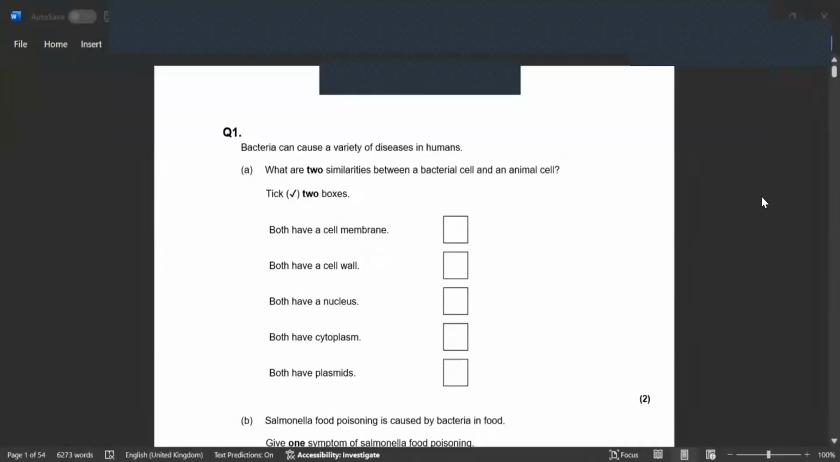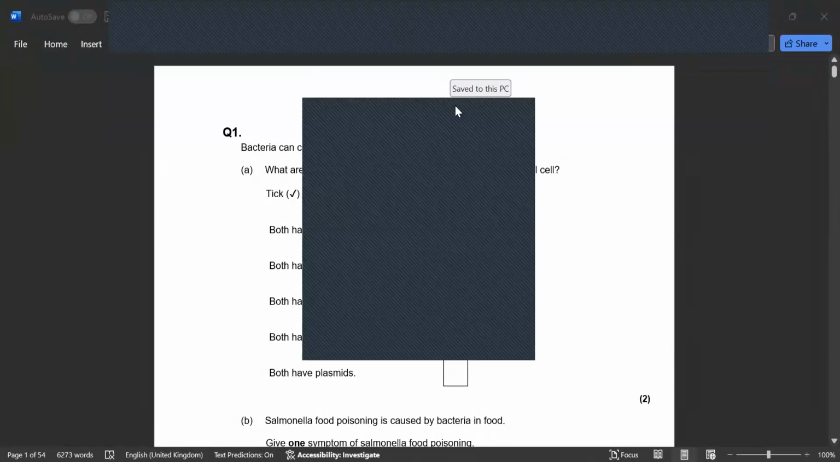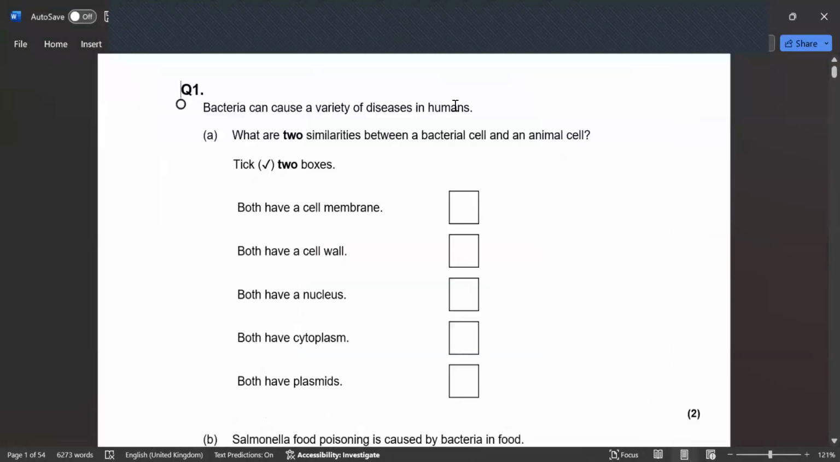Am I sharing the sheet with you right now, guys? Can you see the Word document? Could you please confirm? Yeah, great. Okay, so no need to label anyone, but I want you all to answer with me. This is the first question.